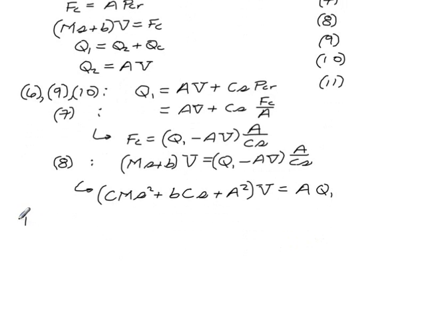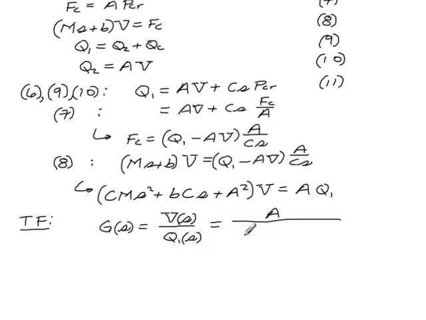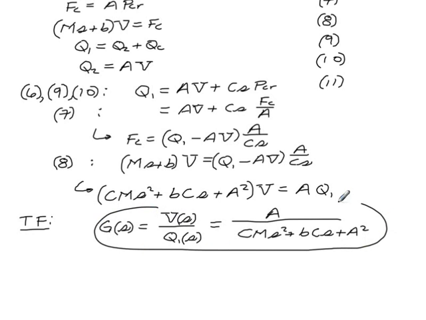What I want to do is get the transfer function from that. Well, the transfer function at this point is just a matter of recalling that our output, in this case, is the velocity of the piston. The input is the flow rate Q1. So from that I get the ratio of A divided by CM S squared plus BC S plus A squared, like that. So this is the Laplace transform form of our transfer function.